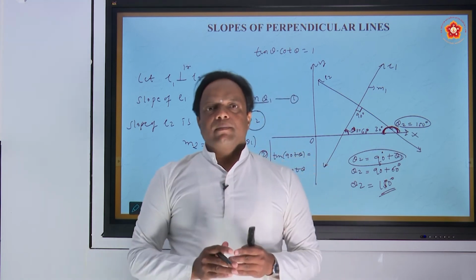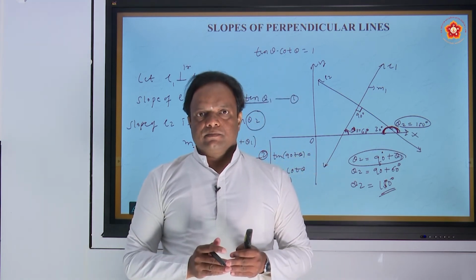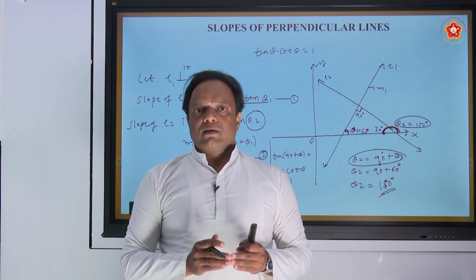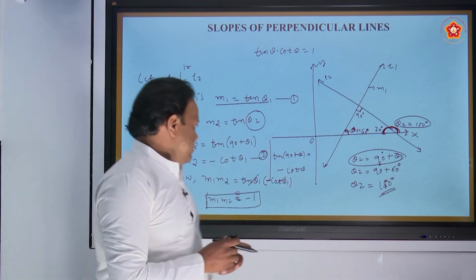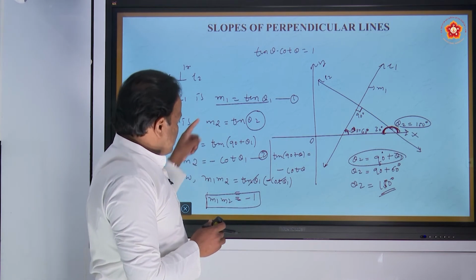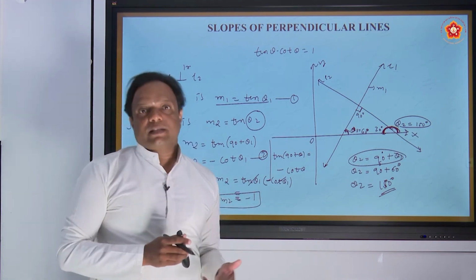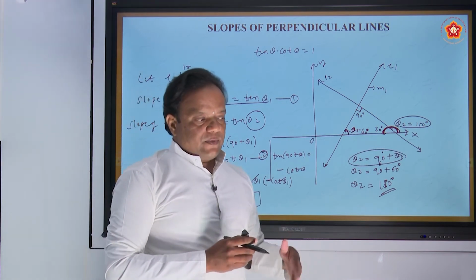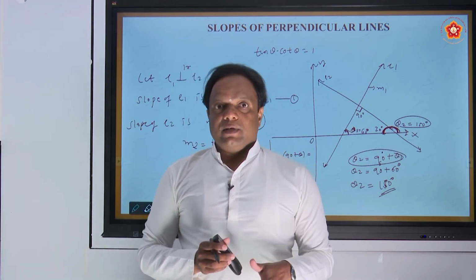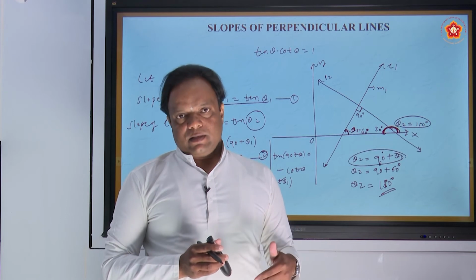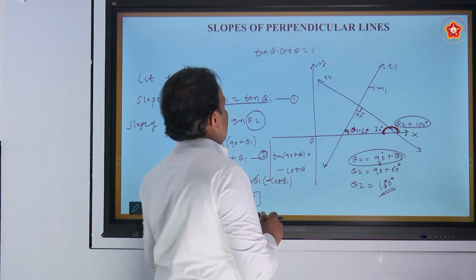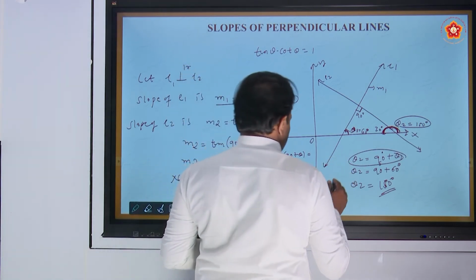If two lines are perpendicular to each other, then the product of their slopes is minus 1. Conversely, if the product of the slopes of two lines is minus 1, then we say that the two lines are perpendicular. So what is the final conclusion?